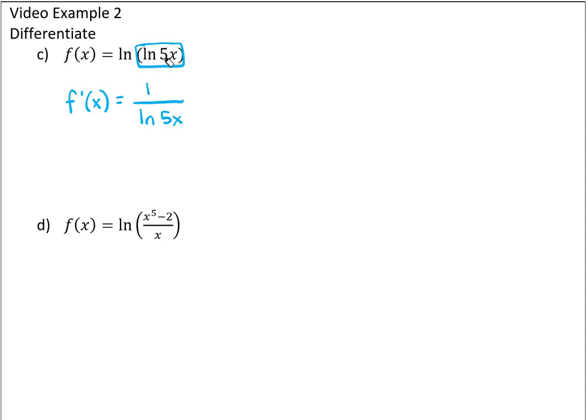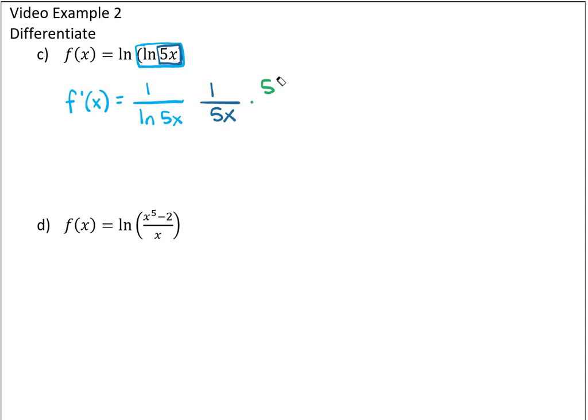So now doing the chain rule, we're going to find the derivative of the inside. And so that's the derivative of ln of 5x. This is the argument of the inner ln. And so the derivative of the natural log is 1 over the argument. And then now we have to do the derivative of this argument. So the derivative of 5x is 5.